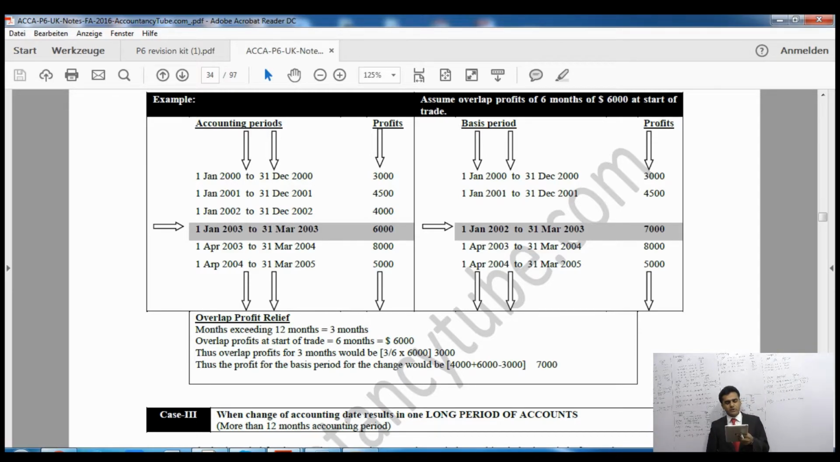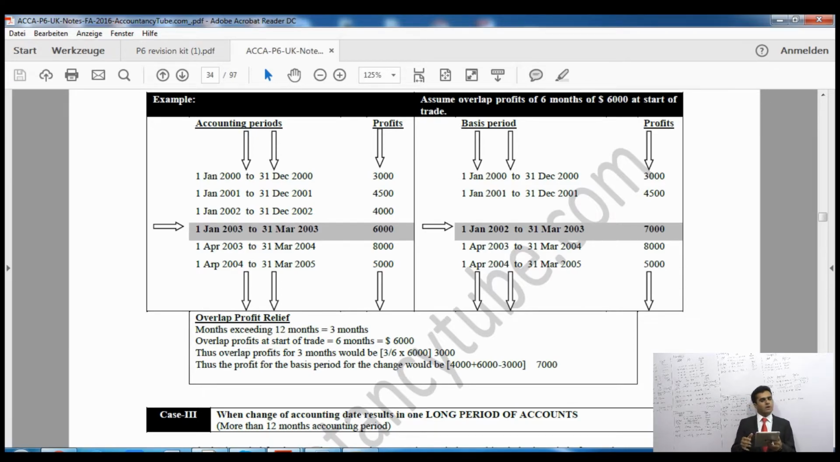And if you look at the right side, where the basis periods are, the first basis period is from 1st of January 2000 to 31st of December 2000, so it is exactly the same as on the left side. Now if you look at the shaded area, the rule says that it runs from the start of the previous accounting period till the new accounting date. So the previous accounting period starts on 1st of January 2002 and it will end on the new accounting date, which is 31st of March 2003 in our case.